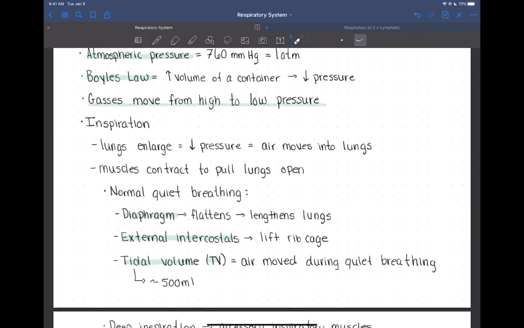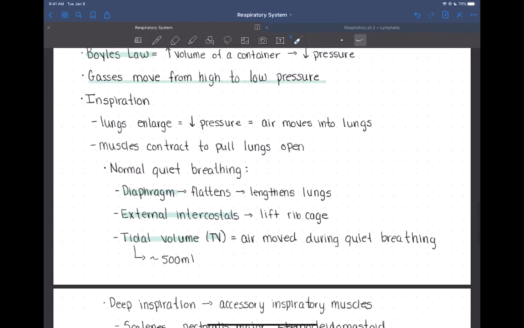Again, inspiration works by enlarging the lungs, making them bigger. That means the pressure is going to go down and air is going to move from where it's higher in the atmosphere towards where it's lower in the lungs themselves. In order for the lungs to enlarge, muscles will actually contract. So inspiration causes active muscle contraction, and that contraction is going to pull the lungs open and expand them, so air will then move into the lungs.